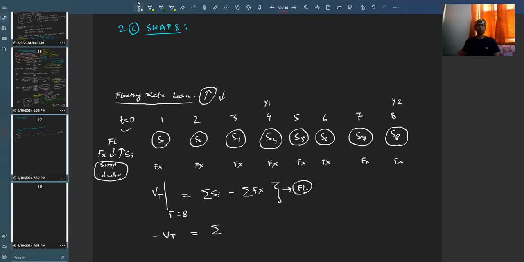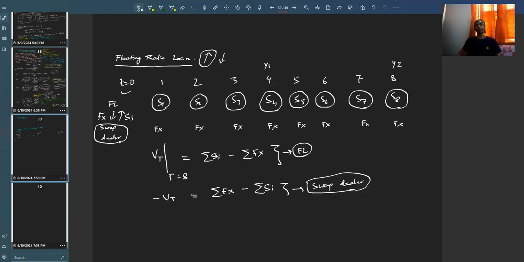Minus Vt is equal to the sum of FX minus the sum of the variable payments. This is the value to the swap dealer. So the swap dealer fixes the FX, that is the fixed payment, based on its own perception of what the future interest rates are going to be. Whether it perceives that they will rise or fall, it is going to give you a fixed rate which it feels will end up giving the dealer some net margin. That is the goal of the swap dealer.